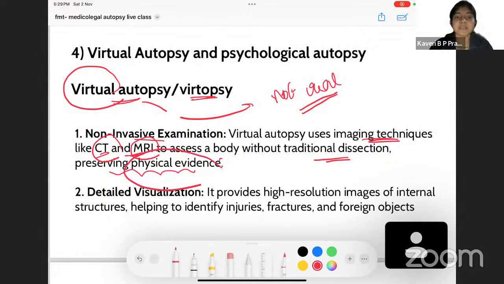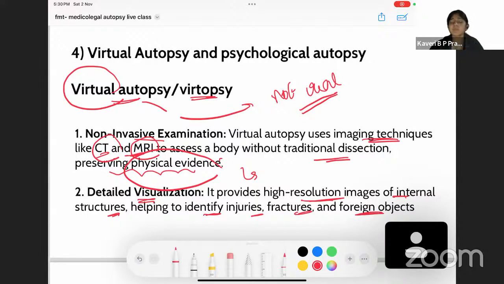What do you understand by physical evidence? It is nothing but all the scans, whatever computerized data you have, that can be preserved and used at a future date. It also gives you detailed visualization. It provides high resolution images of the internal structures, helping to identify injuries, structures, and foreign objects.